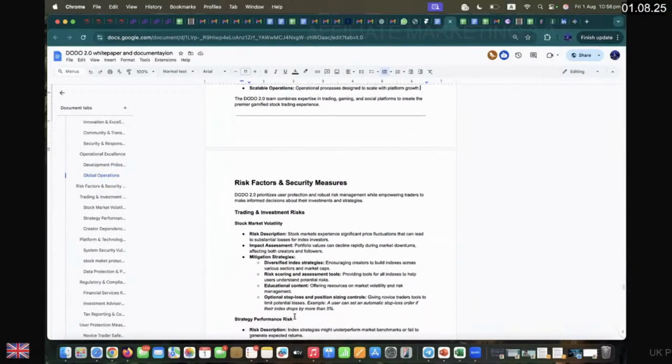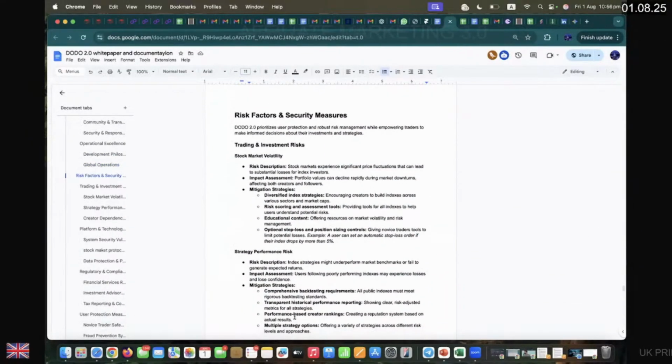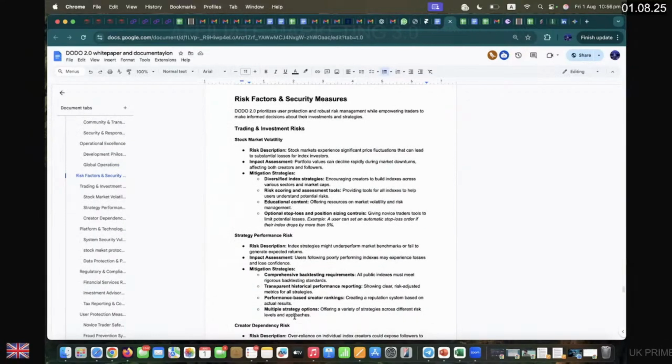Risk factors and security measures. Well, we have done all the homework properly before launching the product. Dodo 2.0 prioritizes user protection and robust risk management while empowering traders to make informed decisions about their investments and strategies. Trading and investment risks.